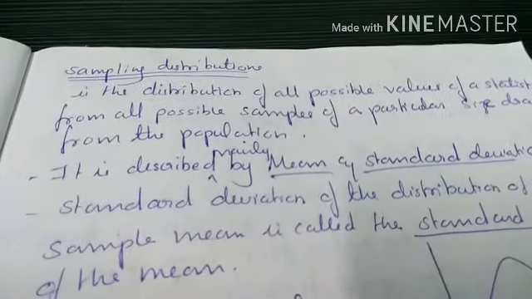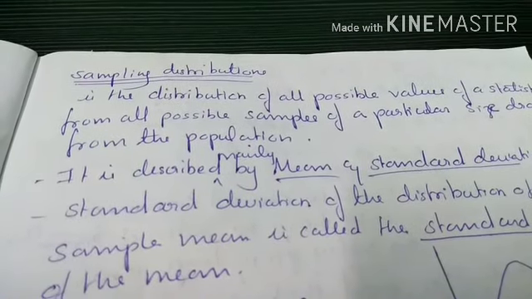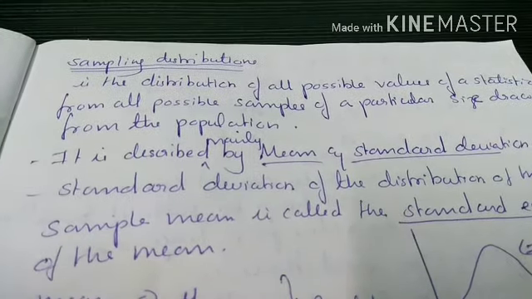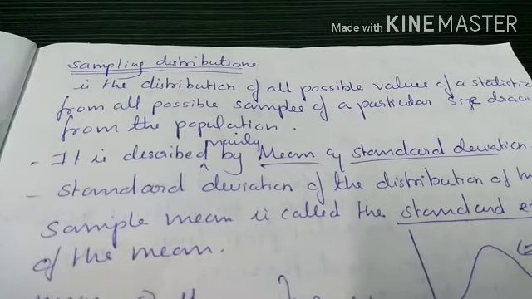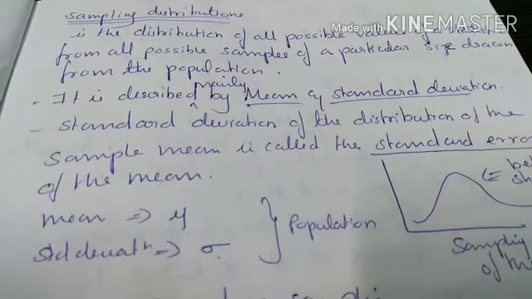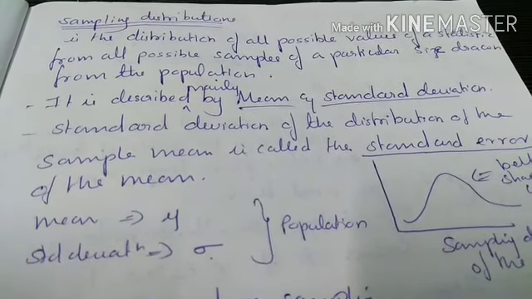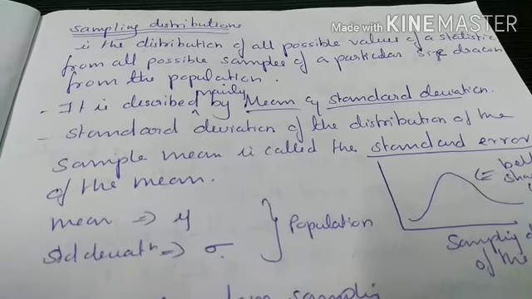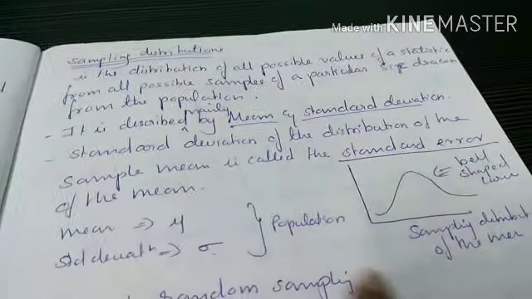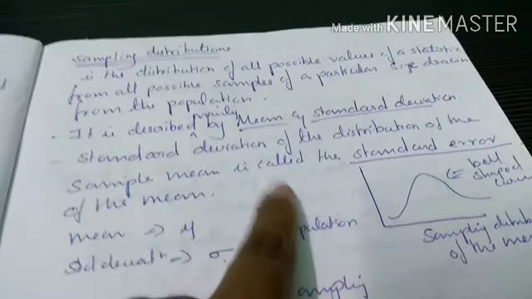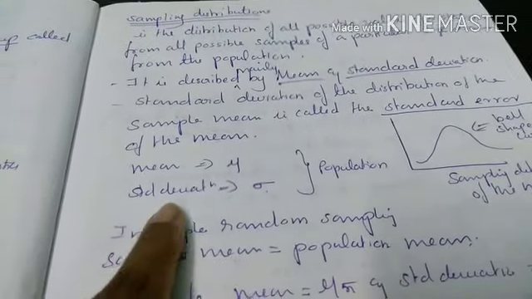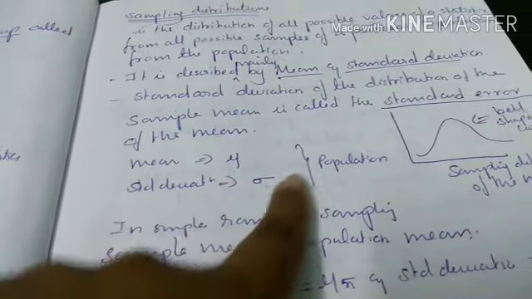Next is sampling distribution. Sampling distribution is the distribution of all possible values of a statistic from all possible samples of a particular size drawn from the population. It is described mainly by mean and standard deviation. The standard deviation of the distribution of the sample mean is called standard error. Standard deviation is represented by sigma and mean by mu for the population.